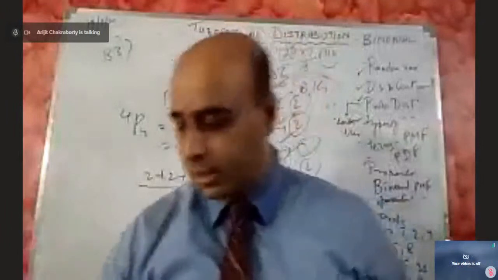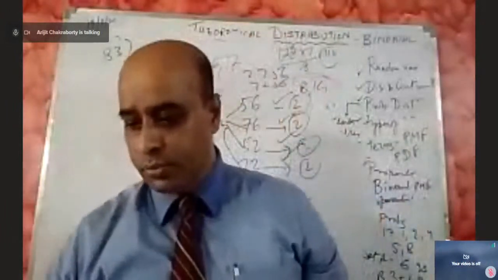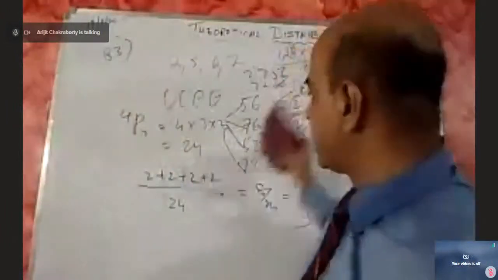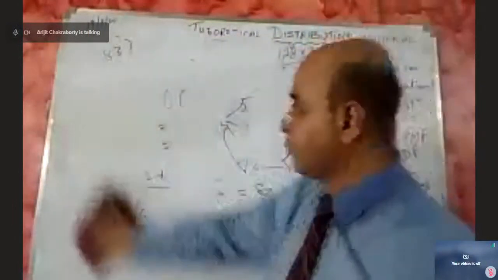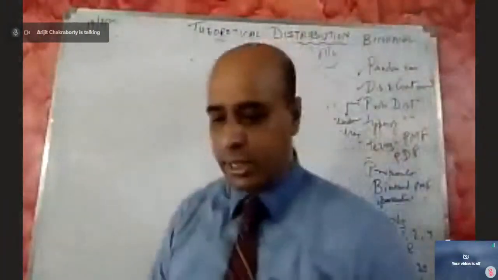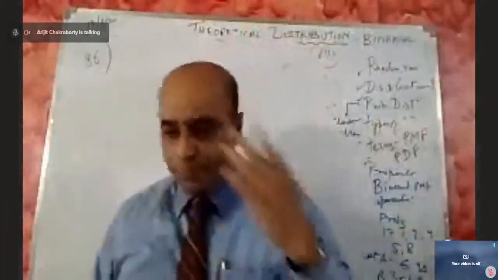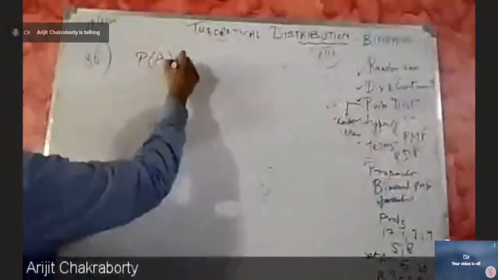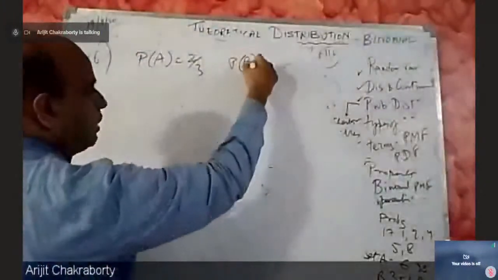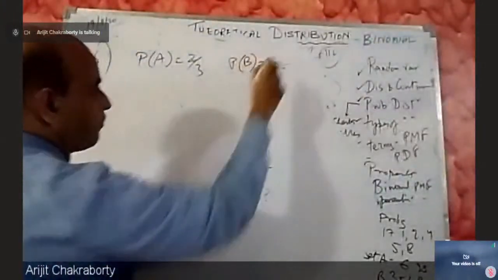The last one with which we end is question number 86. Very important question. And an MTP question means very, very important for your exams. This is the last question of today, 86. The question is, P(A) is 2/3, 2 by 3. P(B) is 3 by 5.